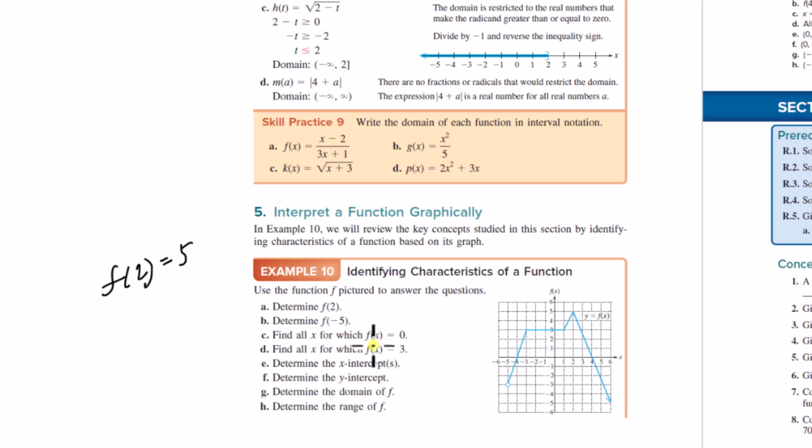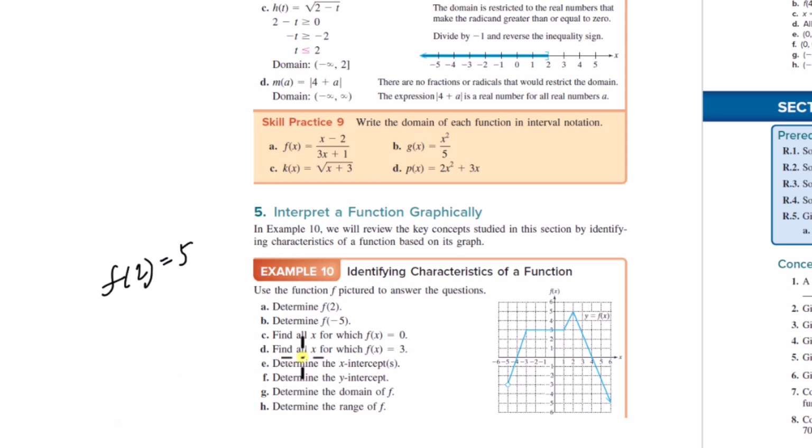Okay, find all x for which f of x is equal to 0. In this case, we're allowed to have separate inputs corresponding to the same output. So there can be multiple x-intercepts for a function. We're looking for the x-intercepts because we've set the output equal to 0, so we're on the x-axis. We can see x is equal to minus 4, and x is equal to 4. Those are the x values where the function equals 0, the x-intercepts. And there can be multiple of those.